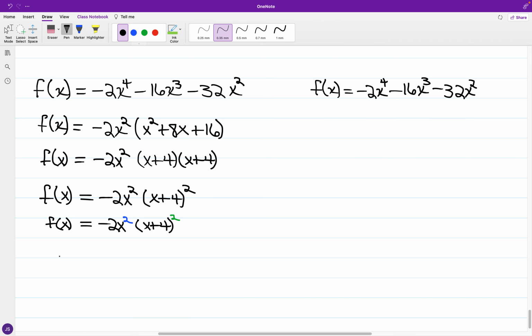So looking at identifying the zeros. Okay, so you have with the x factor, we have x equal to 0, and with the x plus 4 factor, okay, I have x equal to negative 4. And for the multiplicities, well, both degrees we have at 2, so 0 is going to have a multiplicity of 2. Negative 4 likewise.